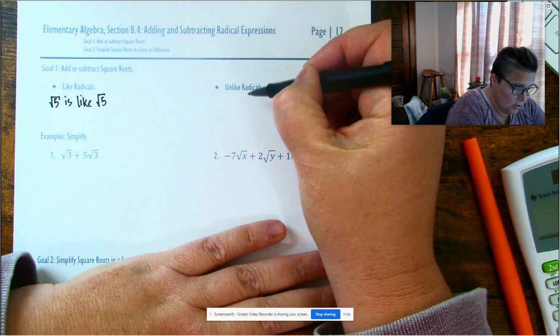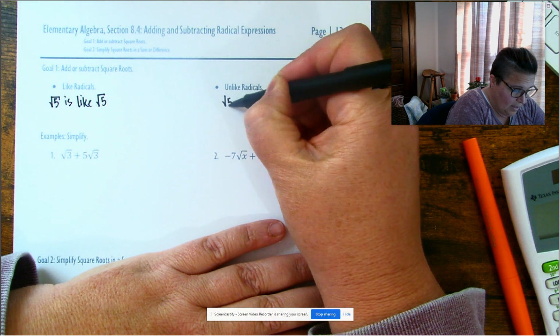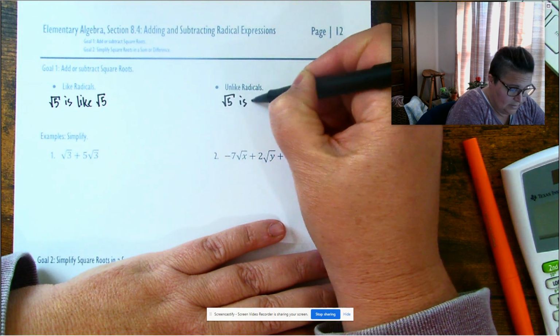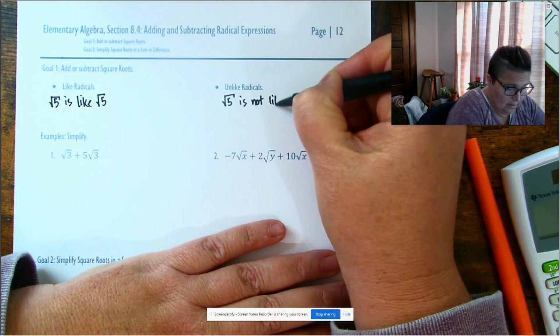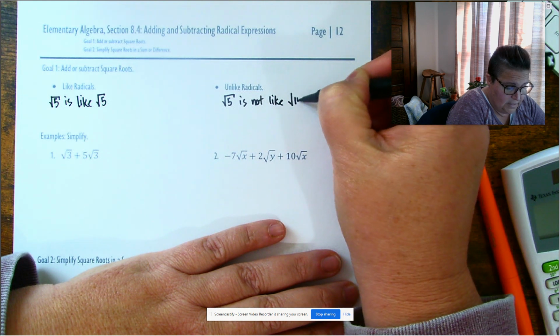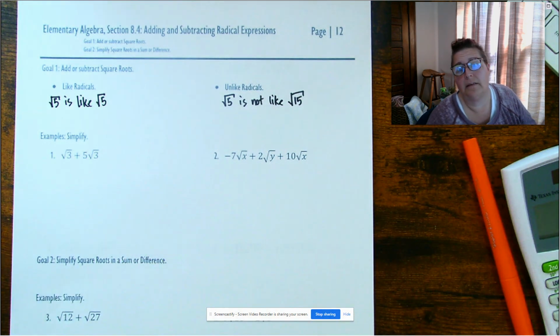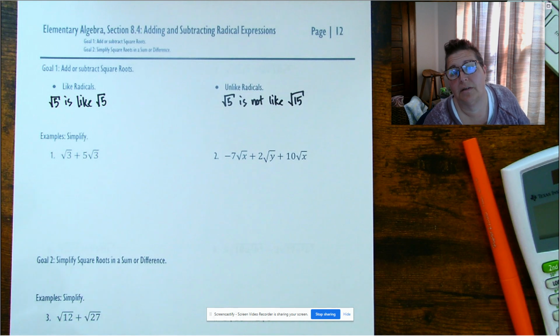Unlike radicals would be like the square root of 5 is not like the square root of 15. These are two different square roots, so they're not like. The square root of 5 is not equal to the square root of 15. We cannot add them together. They are not like radicals, right? So how do we simplify like radicals?